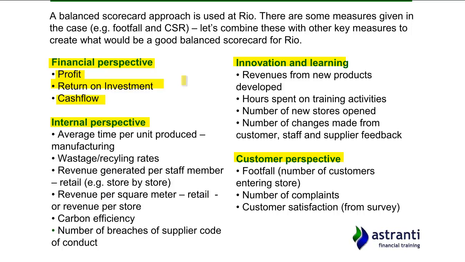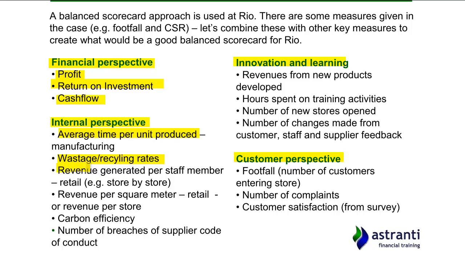Here we look at internal productivity, and one thing that we can consider from a manufacturing point of view, because 30% is internally produced, is the average time per unit produced. That's a good measure of productivity. Wastage rates and recycling rates was something that was mentioned in the case as part of the CSR report, so we know that is something that they measure and they think is important, and therefore definitely something, particularly as part of the manufacturing operation that they've got, that they want to make sure that they improve on, and they've got a real focus on improving in that area.